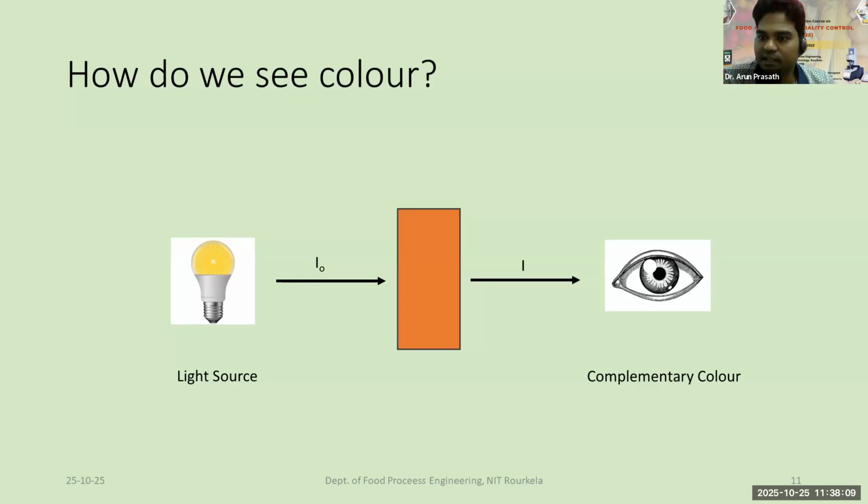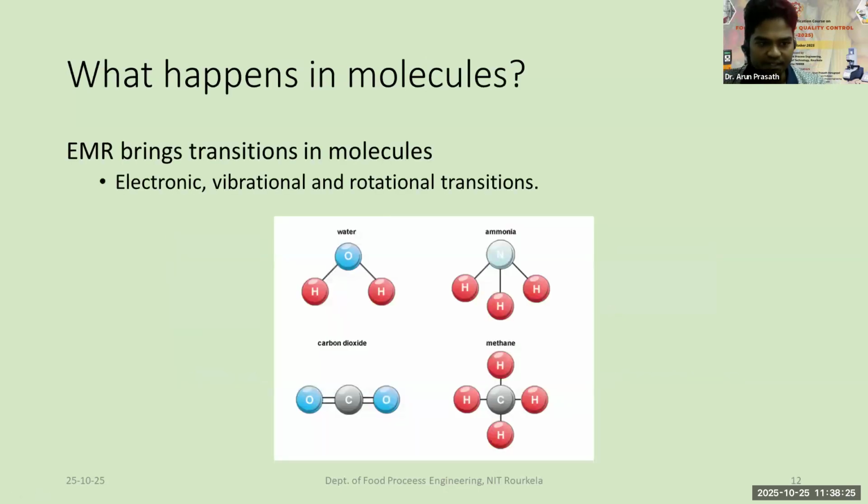So the visible light region has all the colors. Based on the incident light, most of the wavelengths get absorbed, and only a few wavelengths get emitted out. So the complementary color with respect to the emitted light is visible to our human eyes.